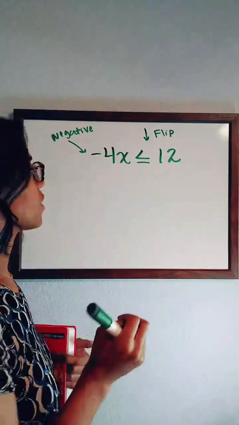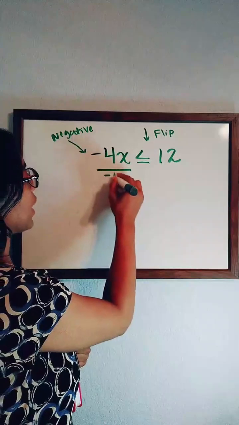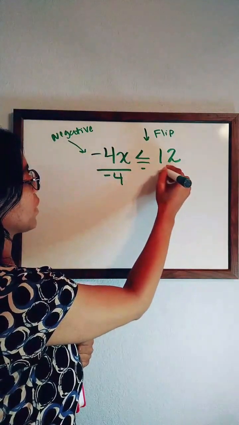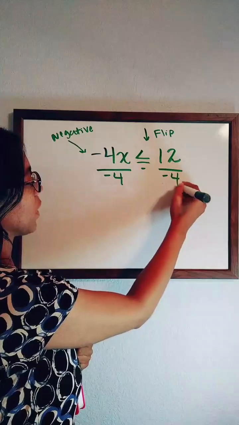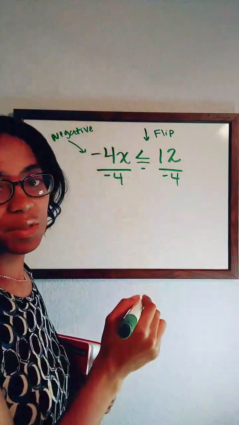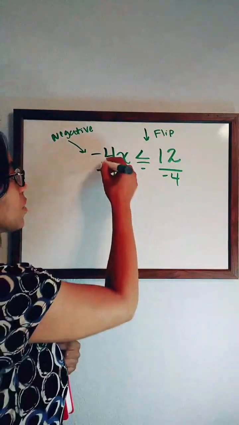So we're going to divide both sides by negative 4. I always like to put a little negative under there too. And then this is also divided by negative 4. Negative 4 divided by negative 4 reduces down to a factor of 1.